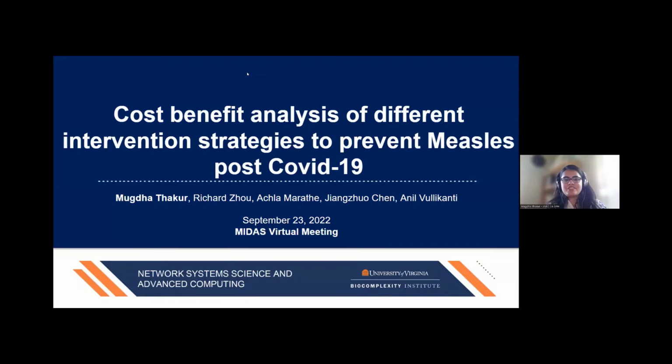My name is Mugdha Thakur, and I will be presenting some work that I have been doing with the Biocomplexity Institute at University of Virginia. I'll be talking about cost-benefit analysis on different intervention strategies to prevent post-COVID-19 measles resurgence.